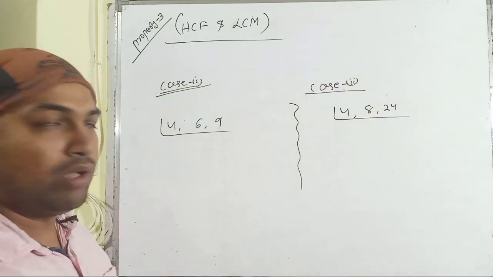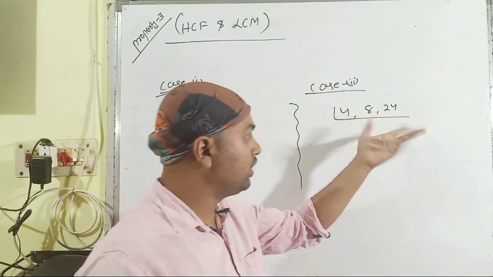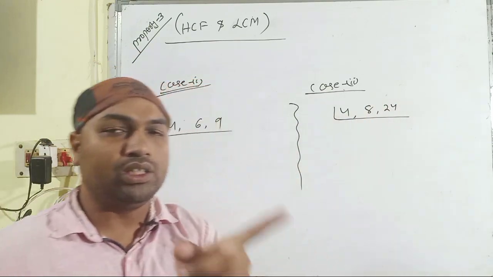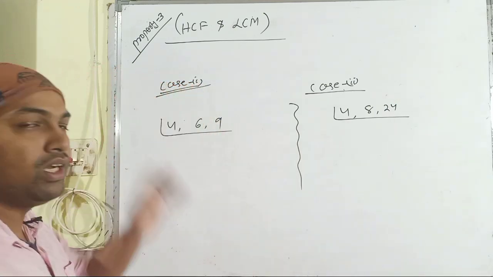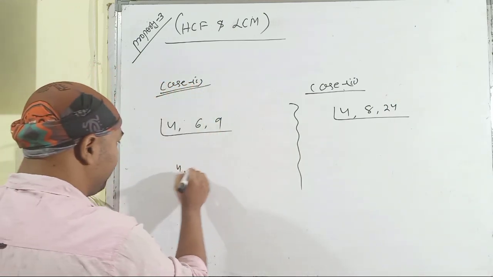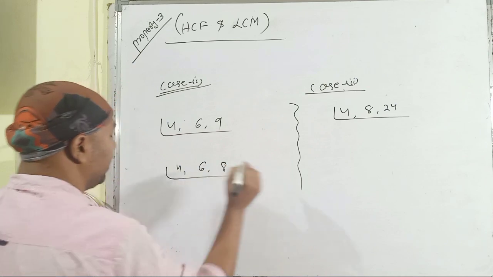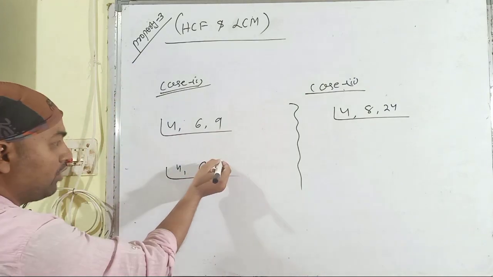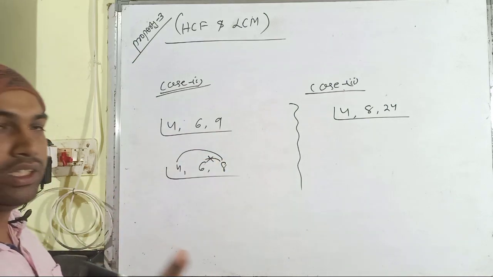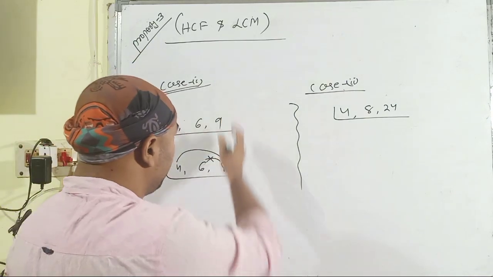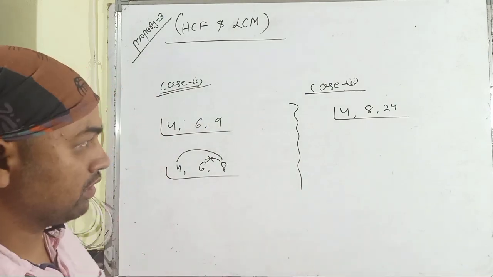In each case, you can choose any two numbers. You can choose one number, and the greatest number is a multiple of the other number. But here it is not there. Suppose I have taken another example: 8 is a multiple of 4, but 8 is not a multiple of 6. So this will come under case number 1.